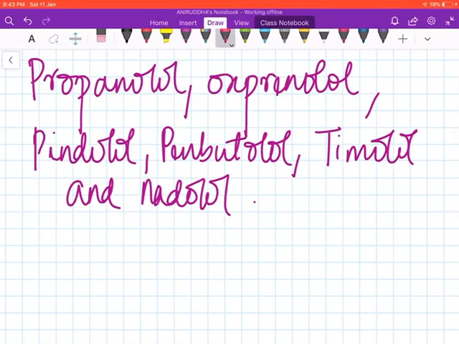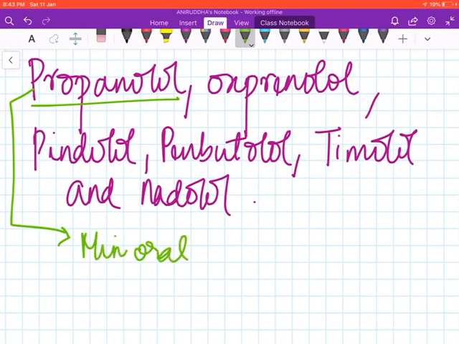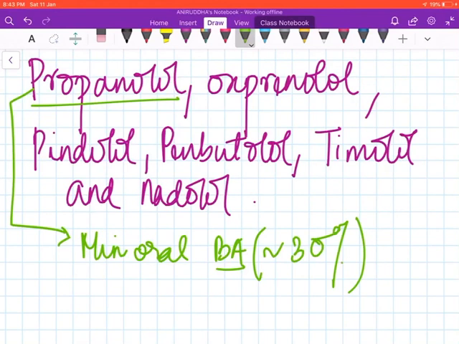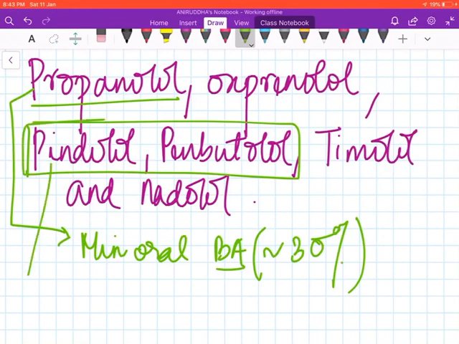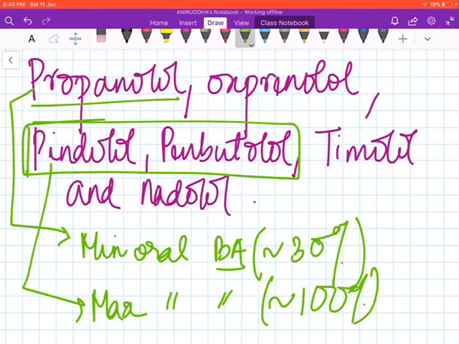I'll just mention a few pharmacokinetic properties over here. Propranolol has the minimum oral bioavailability, BA for short, approximately 30%. Oxprenolol, pindolol and penbutolol have the maximum oral bioavailability, nearly 100%. And remember, this is among all beta blockers, all generations of the beta blockers.